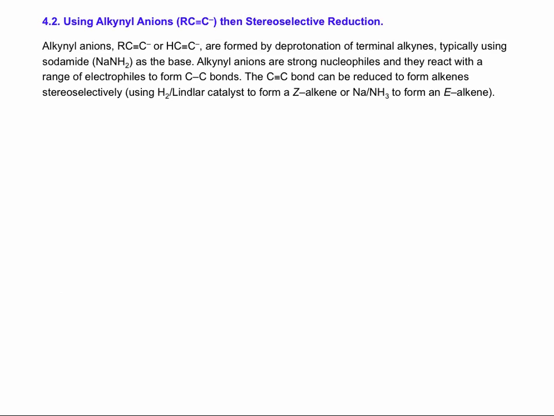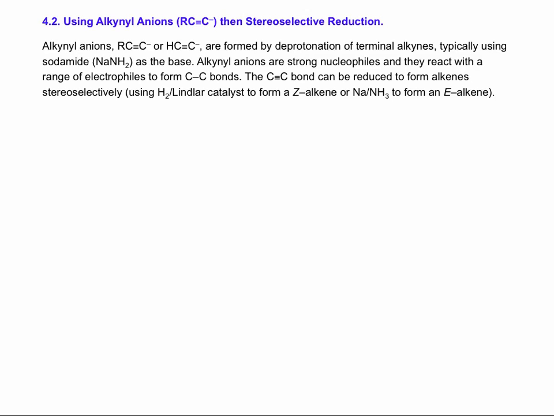Let's now look at section 4.2, where we're using alkyne anions and then stereoselective reduction to form alkenes. So these alkyne anions here, where we have a negative charge on a carbon in a triple bond, are formed by deprotonation of terminal alkynes, typically using NaNH2 as the base. And alkyne anions are strong nucleophiles. They react with a range of electrophiles to form carbon-carbon bonds.